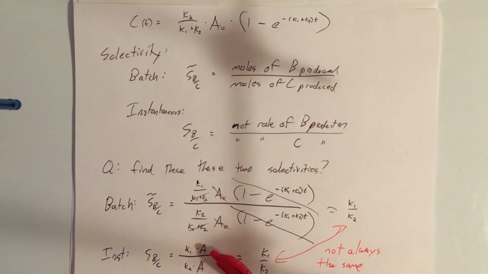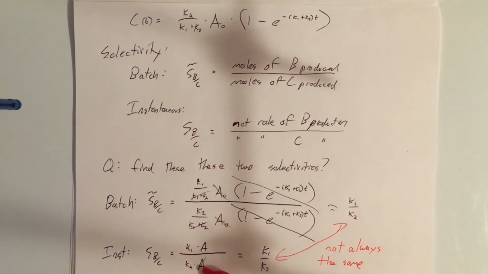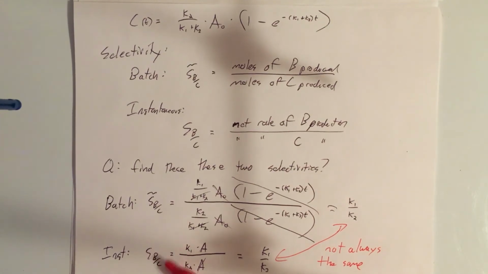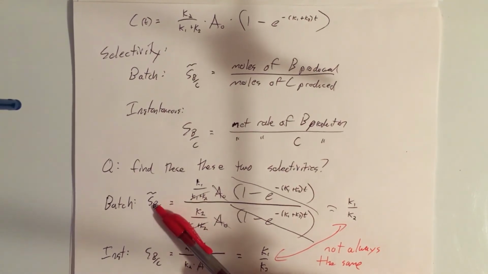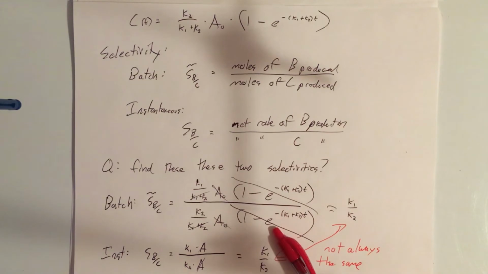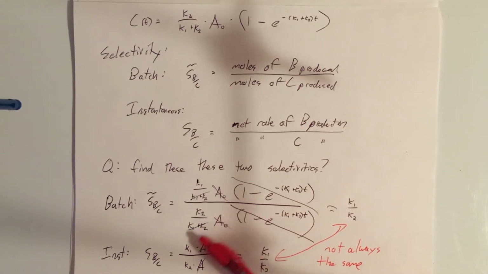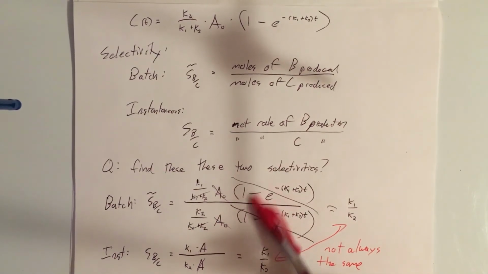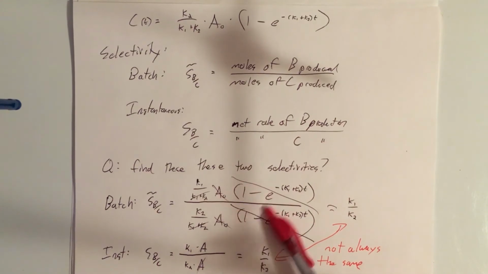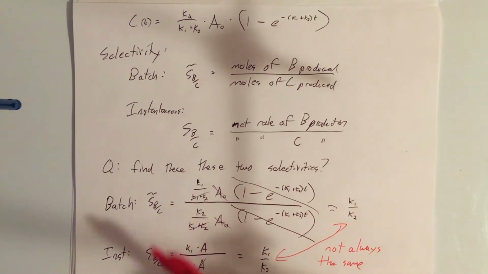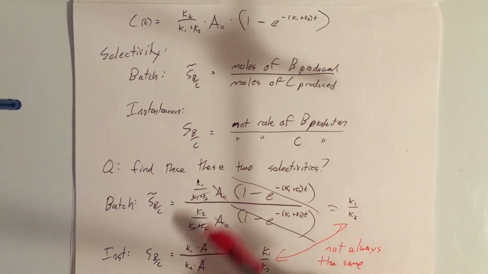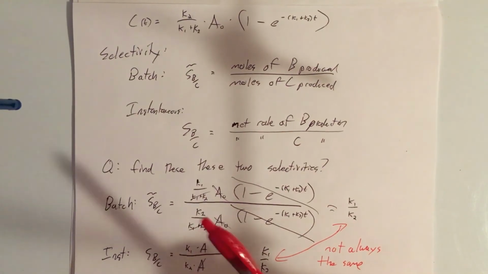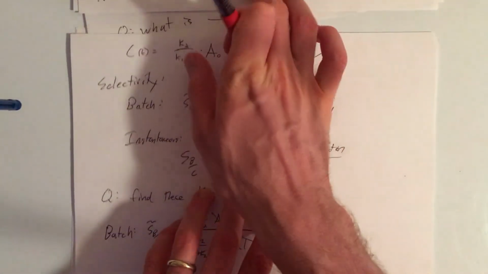If we had not first order reactions, we might have an A squared up here, but just an A down here. And then because A would be varying as a function of time, this selectivity would be varying as a function of time. Also, these functions might not perfectly nicely cancel out if they both weren't first order. So we'd have different functional forms here, and we'd get some goofy function of time for the batch selectivity as well. And those might not be the same as each other. So we'll get more into that in the future.